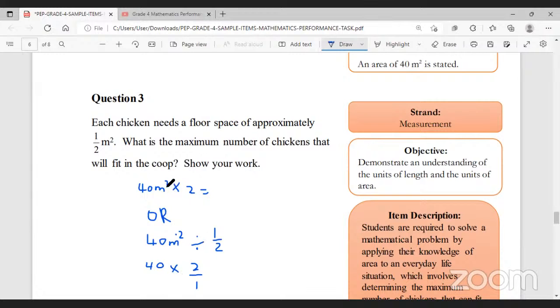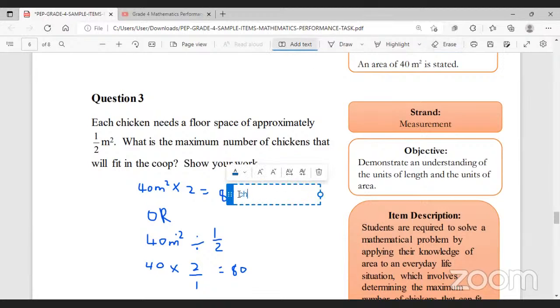So this will give you the same, 40 times 2, and it will be 80. Either option will give you 80. It's actually 80 chickens. So the maximum number of chickens that will fit in the coop is 80 chickens.